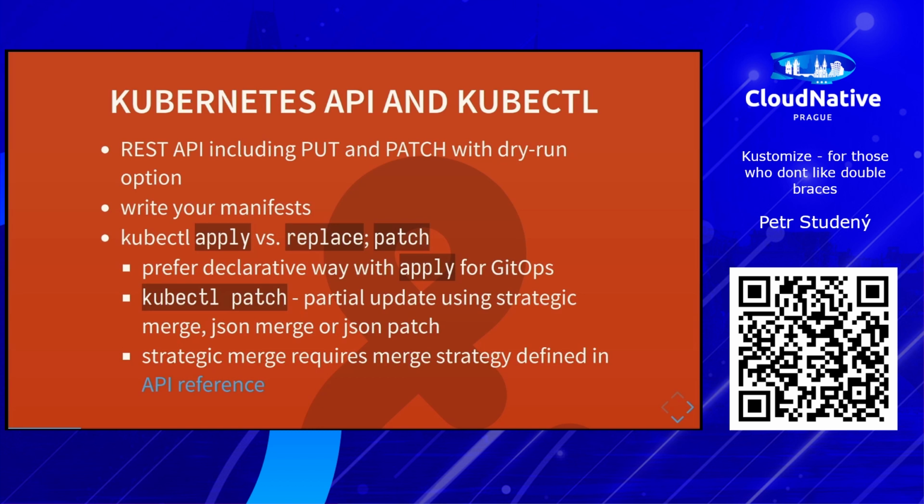There are some fields of the manifest that can't be updated when the resource is already there. So if you need to make a change, you can always use the replace command, which will delete and then recreate the resource in Kubernetes. There's also a patch command, which again uses the patch method to apply a partial update using a strategic merge, JSON merge, or JSON patch. So it is built inside the Kubernetes API. The strategic merge requires a merge strategy, which must be defined in the API reference of Kubernetes itself.